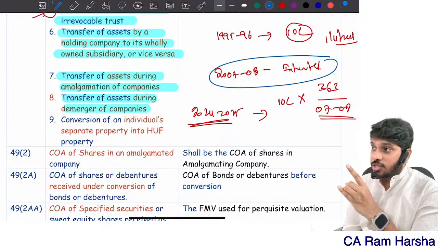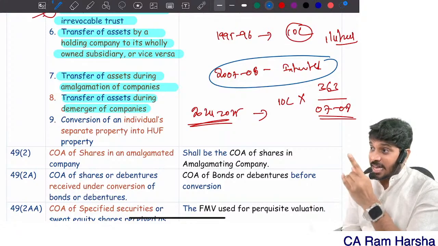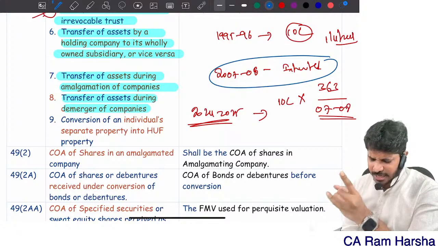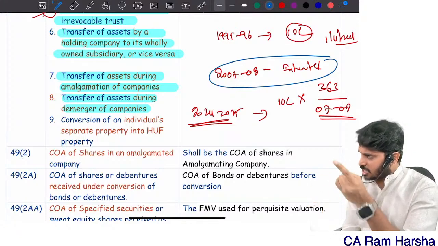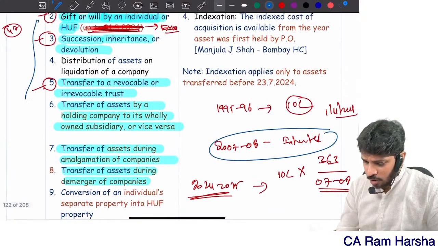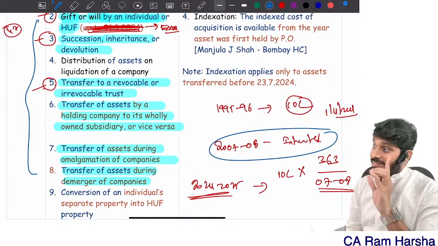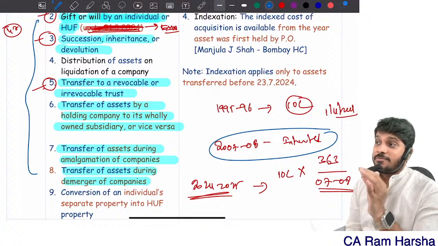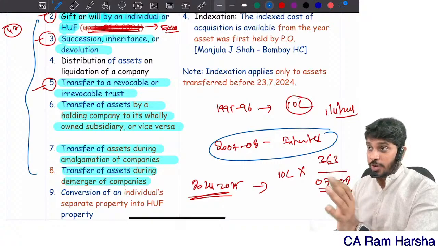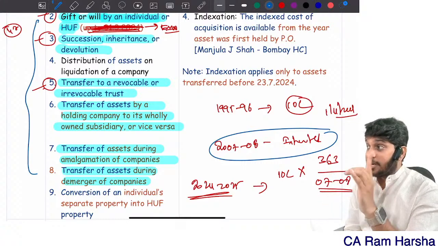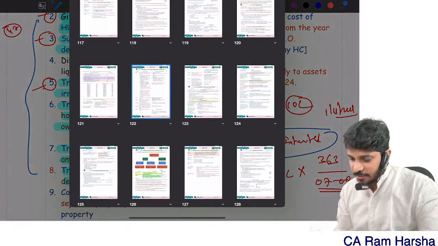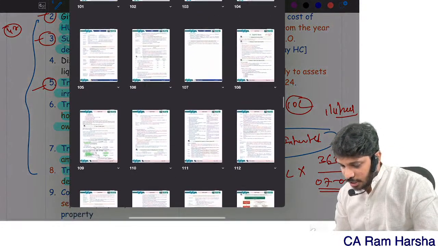Indexed cost of acquisition formula: cost of acquisition into CII of the year of transfer, divided by CII of the year in which the asset is first held by the assessee or 2001-02, whichever is later. Yes or no? But remember, all these cases are covered in another section, section 2 subsection 42A. That section is about the period of holding. What that section says, we will see in the introduction of the chapter.